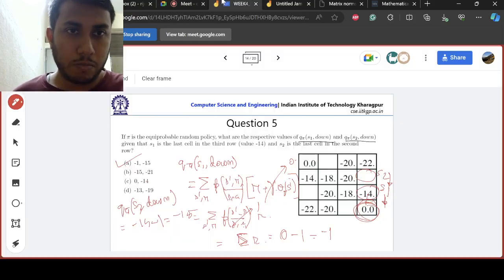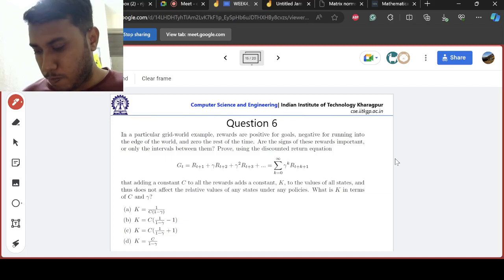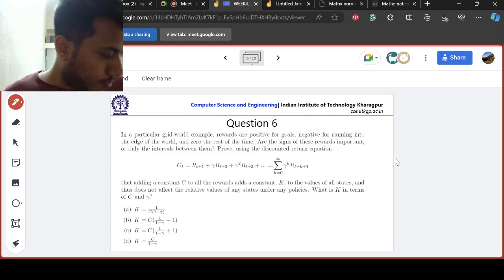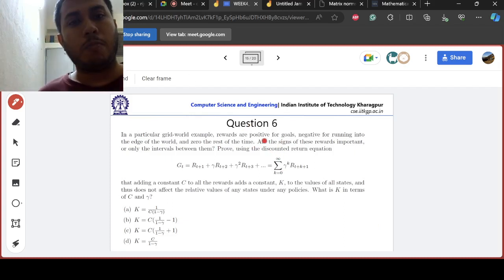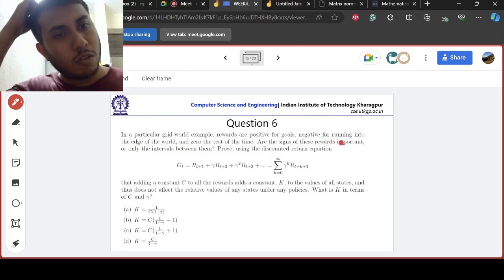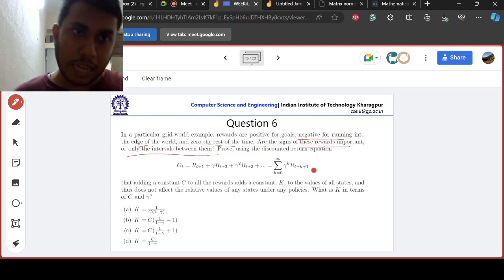Okay, so let's go to the next problem. So in a particular grid world problem, rewards are positive for the goals, negative for running into the edge of the world, and zero the rest of the time. Are the signs of this reward important or only the interval between them? So our question is, are these signs important?